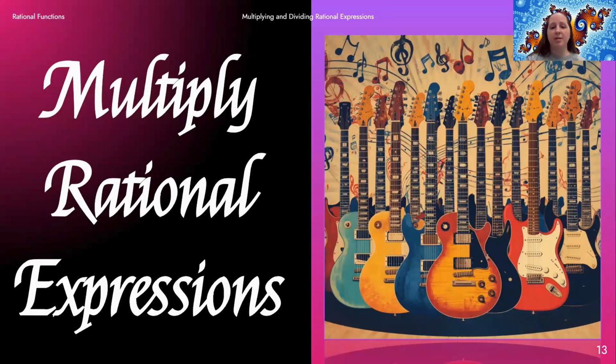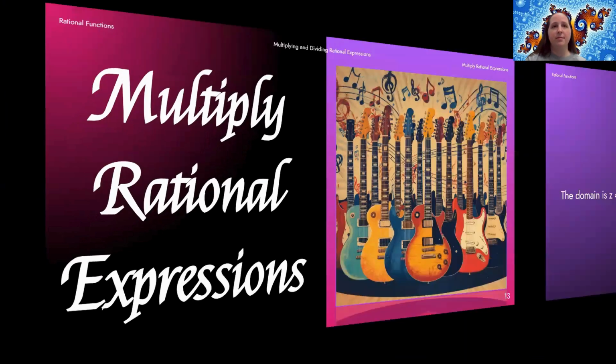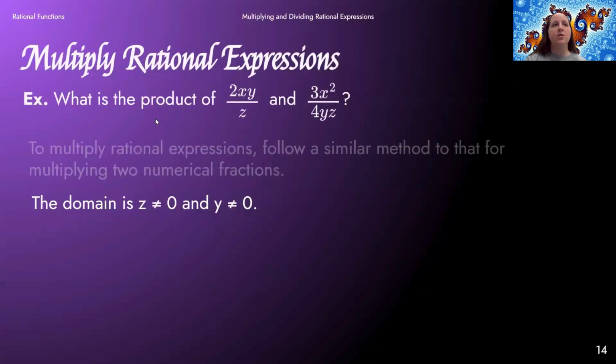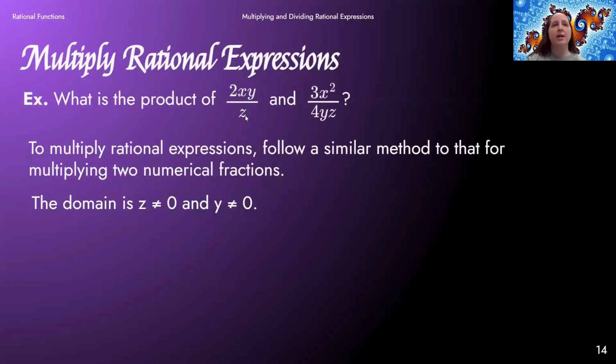Multiply rational expressions. So what is the product of 2xy divided by z and 3x squared divided by 4yz? To multiply rational expressions, follow a similar method to that for multiplying two numerical fractions.